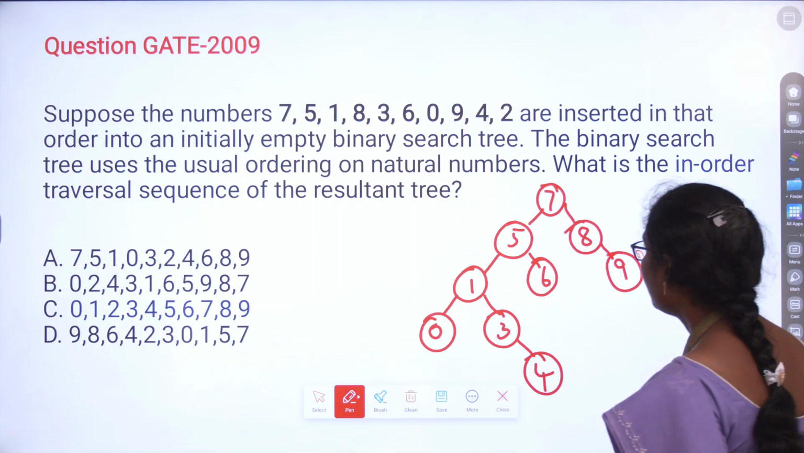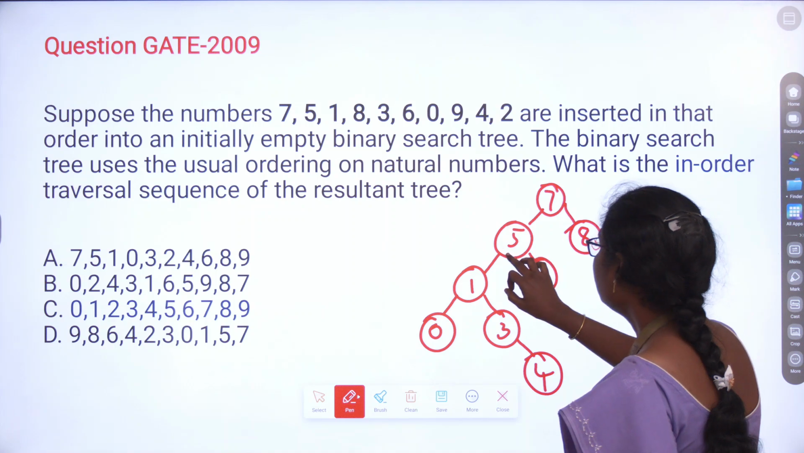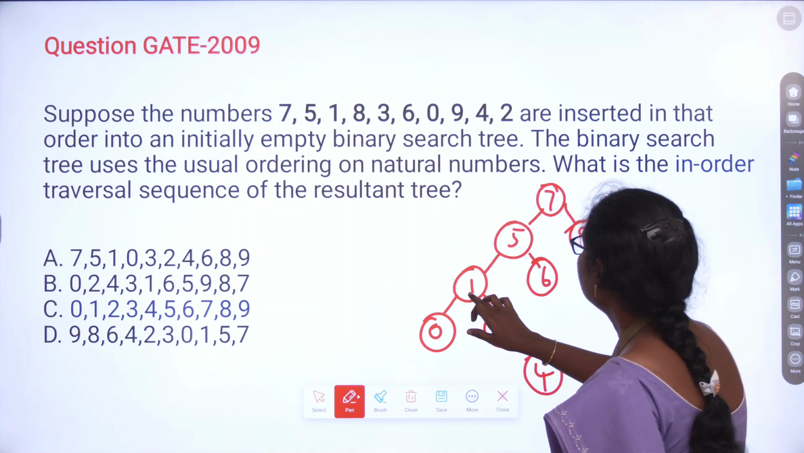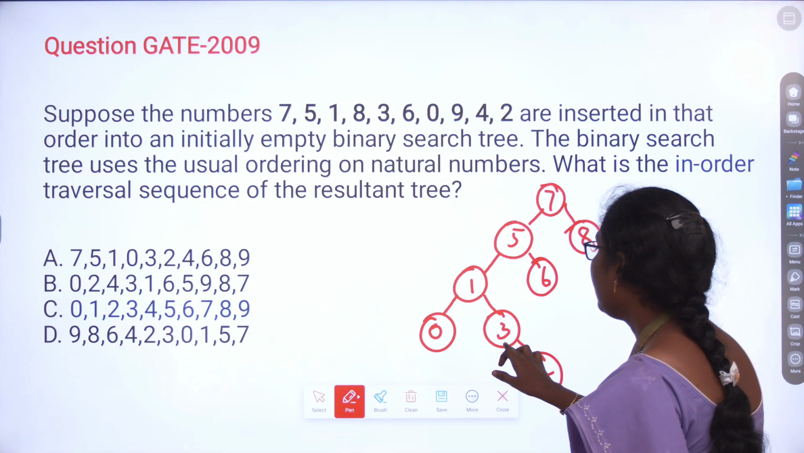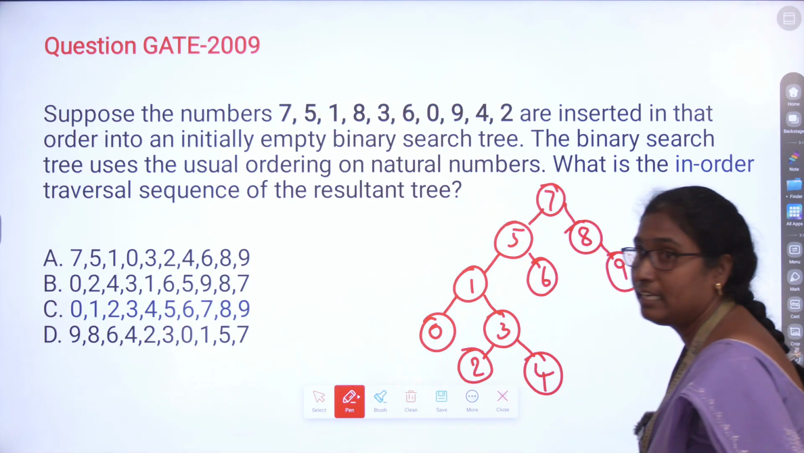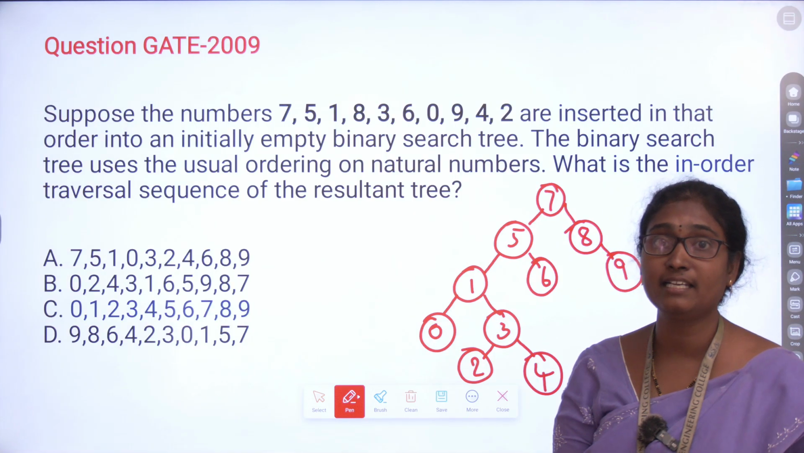Next element is 2. Same procedure. Compare with 7, which is lesser. Compare with 5, which is lesser. Compare with 1, which is greater. Then compare with 3, which is lesser. So insert at the left side of 3. Now we have constructed the binary search tree.